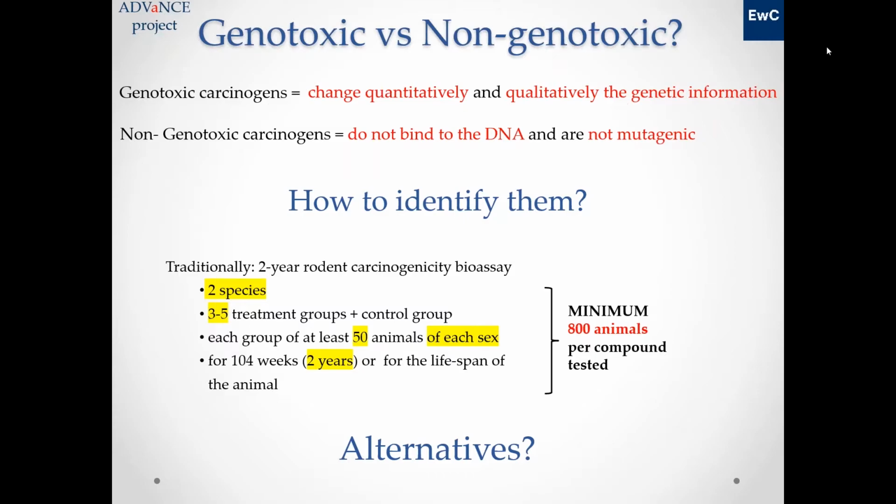Nowadays, to identify whether something is a carcinogen or not, we still rely on the 2-year rodent carcinogenicity bioassay, which requires 2 species, 3 to 5 treatment periods, a control group, at least 50 animals of each sex, and a duration of 2 years or the lifespan of the animal. So it's really a huge amount of animals, so alternatives are very much wanted. But the problem is not so easy to solve.